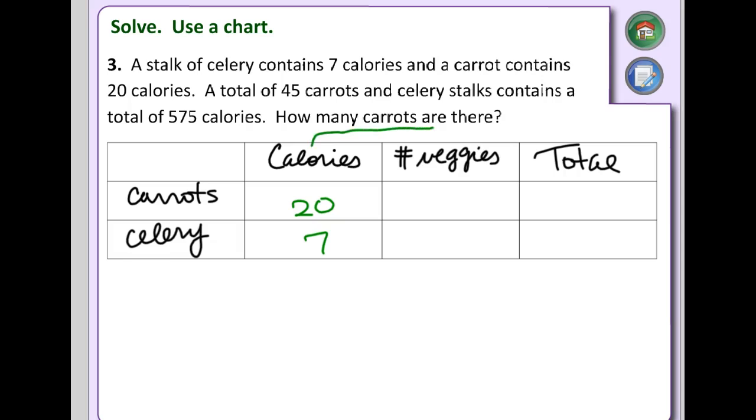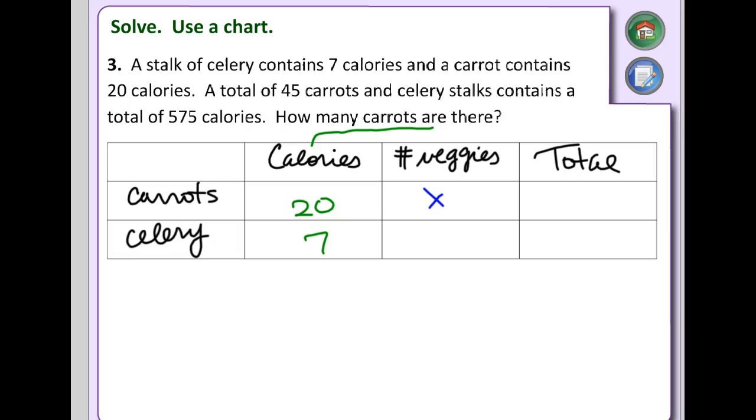Now, here's a little trick to the trade. Since all I need to solve for is carrots, let's go ahead and make carrots x. If I make carrots x, when I finally solve for x, I'm done. I've answered the question. Now, if carrots is x, what is celery going to be?